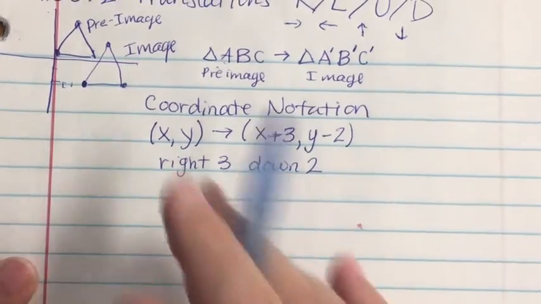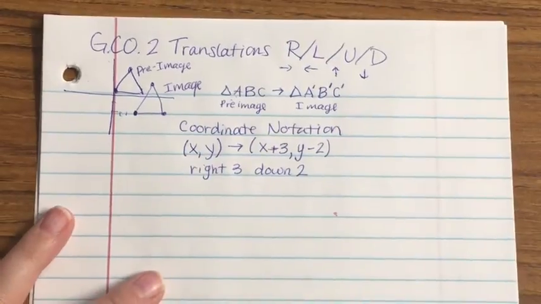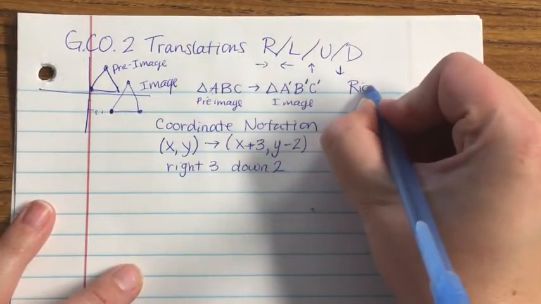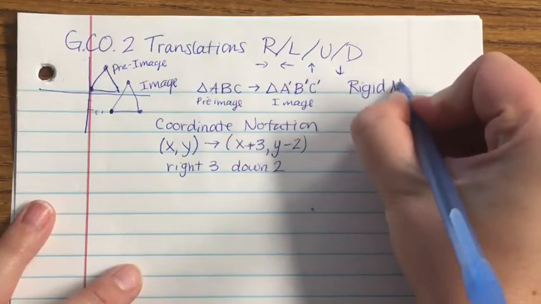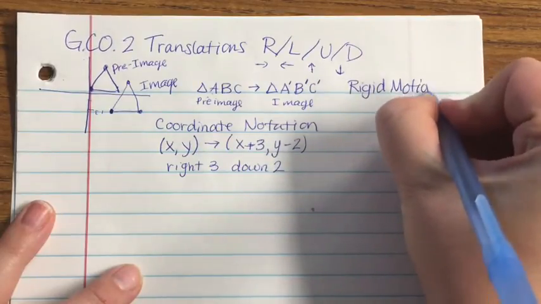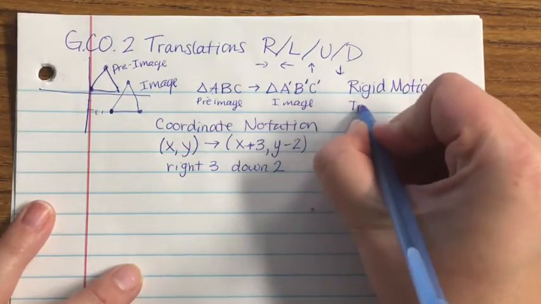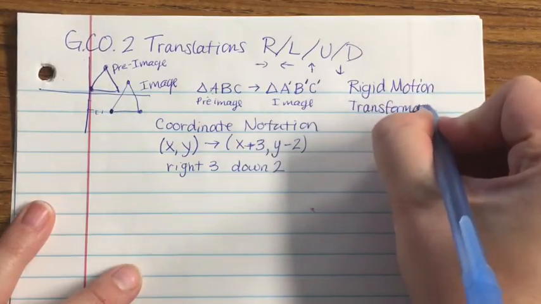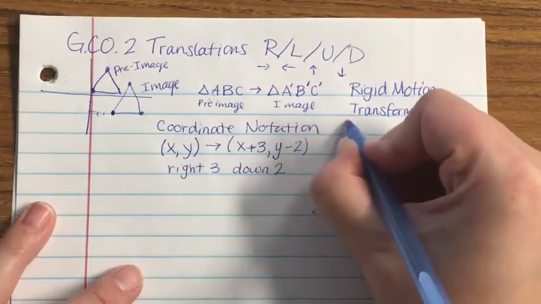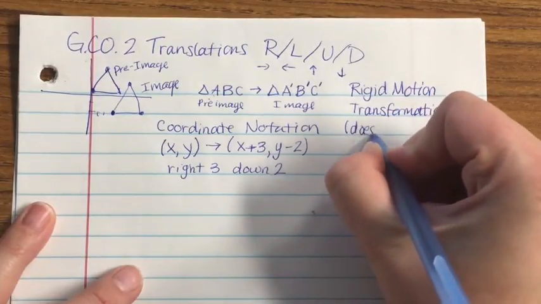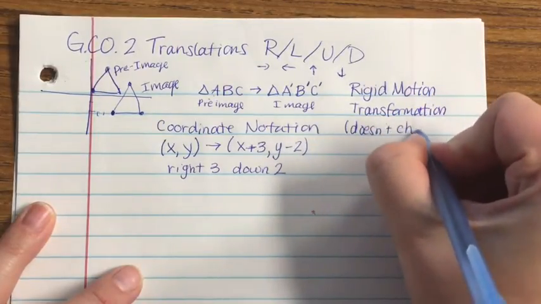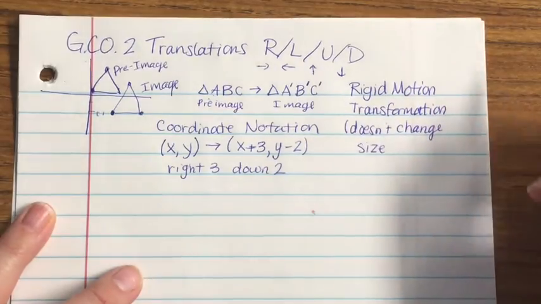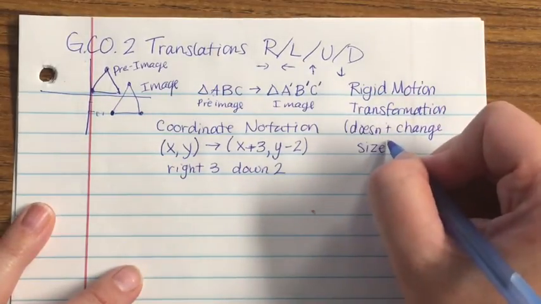Okay, so translations, this type of transformation, is called a rigid motion transformation, meaning it doesn't change the size. Dilation would change the size, but a rigid motion doesn't change the size.